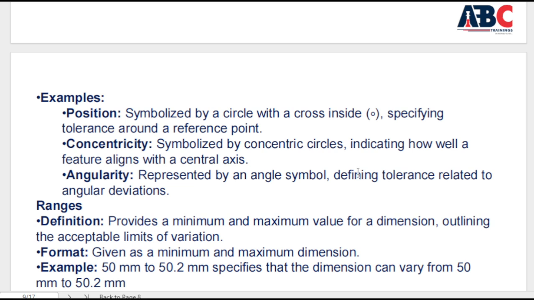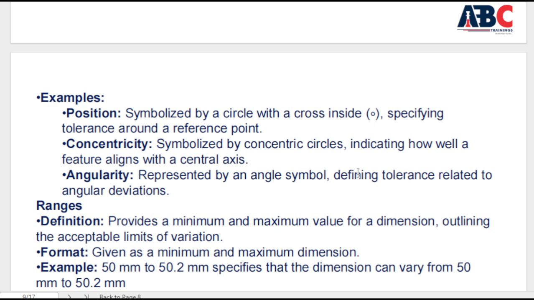For example, position, symbolized by a circle with a cross inside, specifies tolerance around a reference point. Concentricity, symbolized by concentric circles, indicates how well a feature aligns with a central axis. Next is angularity, represented by an angle symbol, defining tolerances related to angular deviations.